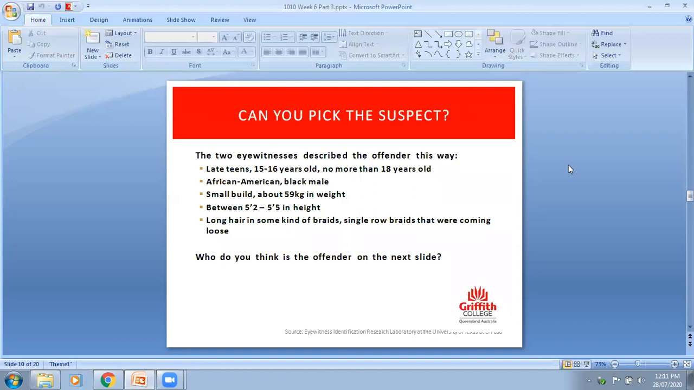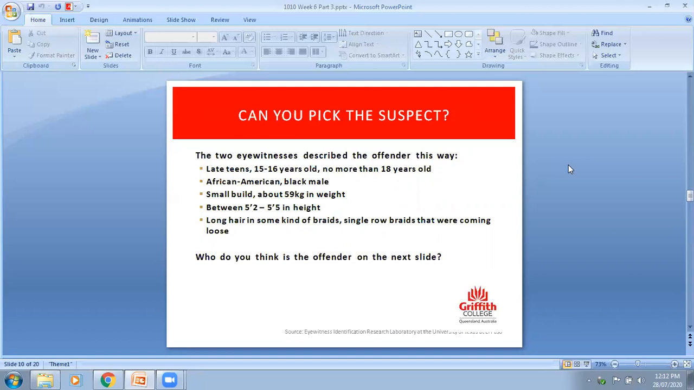All right, we're going to have a go and show you what some of the problems can be. There was a crime committed. The 2 eyewitnesses described the offender this way. Late teens, 15 to 16 years old, no more than 18. African-American black male, small build, about 59 kilos in weight, between 5'2" and 5'5", had long hair in some kind of braids, single row braids that were coming loose.